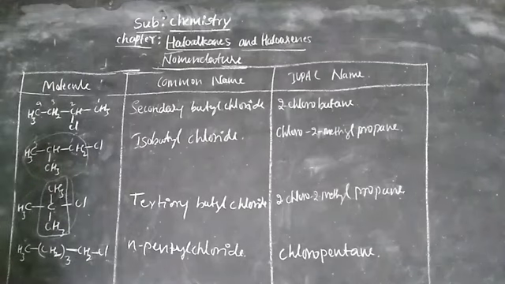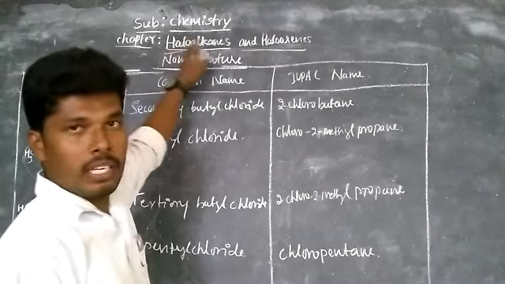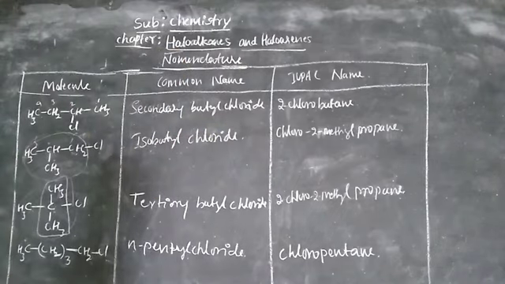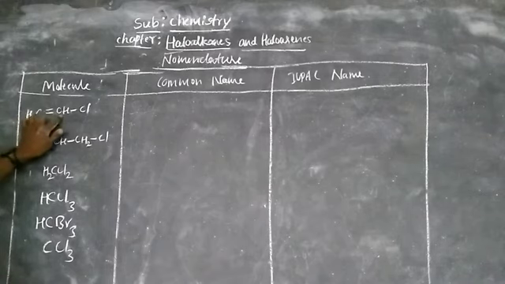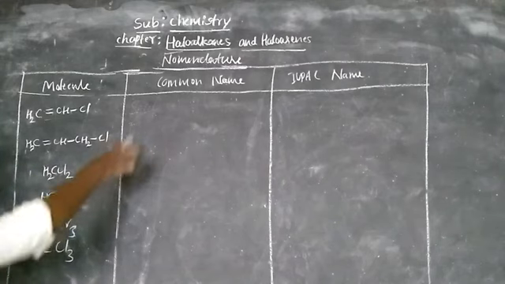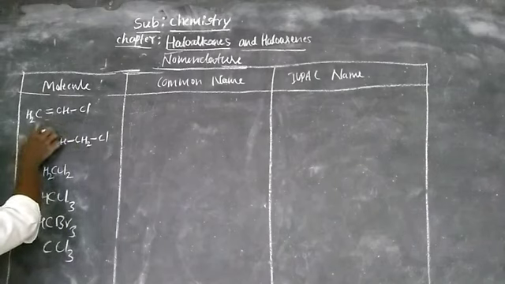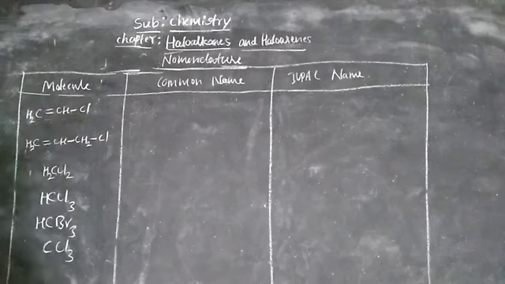Got it? Similarly, take some more. These are all examples of haloalkanes. Now take examples for vinyl halides. The first one is CH2=CHCl. Here this is called alkene, right? In the common name, first is the root word, then the substituent. But in the IUPAC name, first halogen, then alkane.